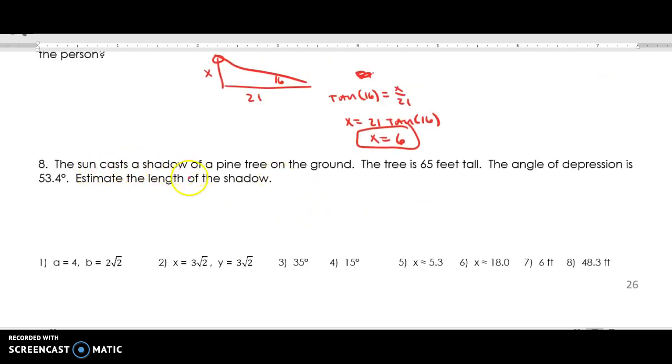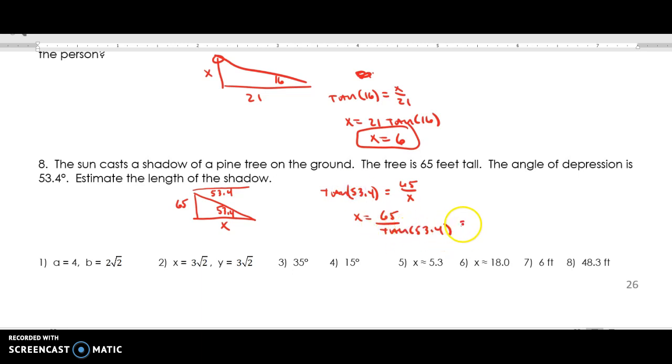Okay, the next one. The sun casts a shadow of a pine tree on the ground. The tree is 65 feet tall. The angle of depression is 53.4. Remember, that would be this angle. So we're going to say this here. Estimate the length of the shadow, that would be x. So we're going to say the tangent of 53.4 is equal to the opposite over the adjacent. Since x is in the denominator, we would go ahead and divide. And that would give you about 48.3 feet long. Okay.